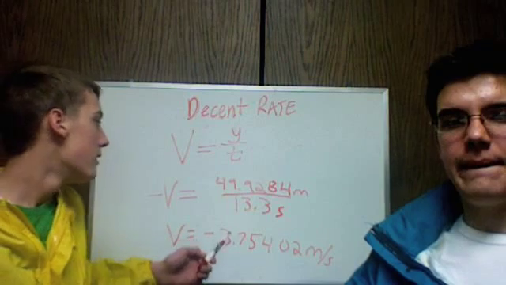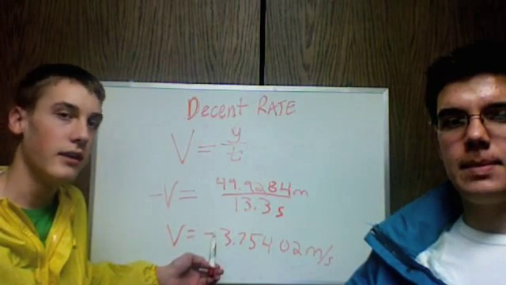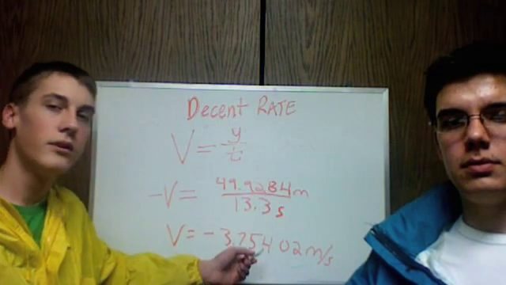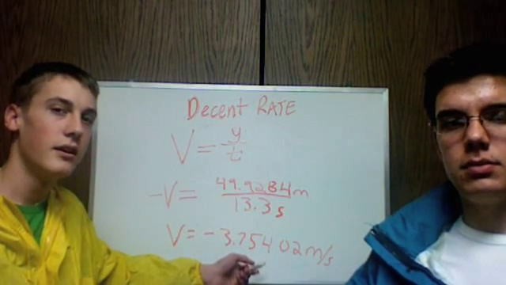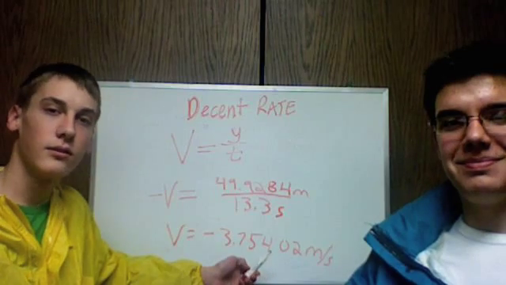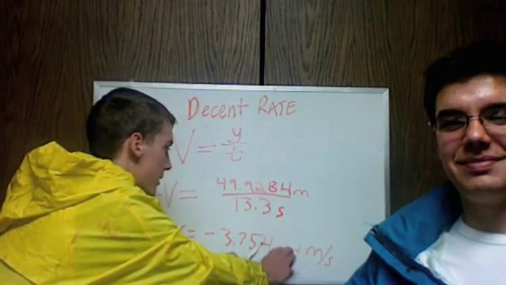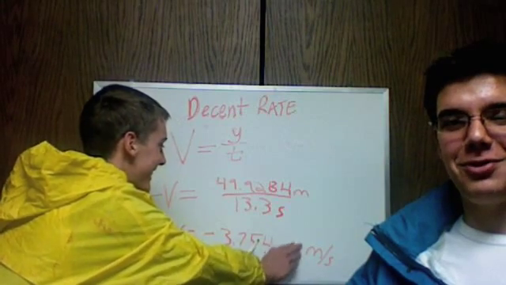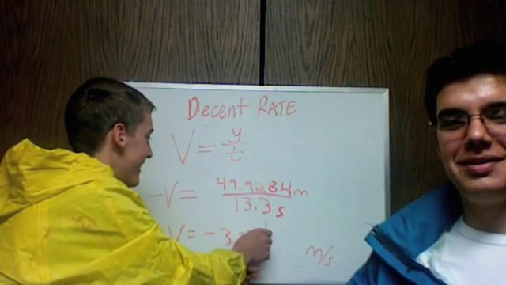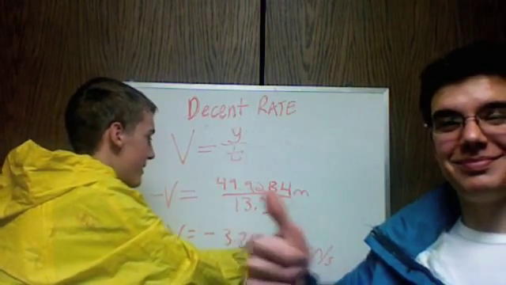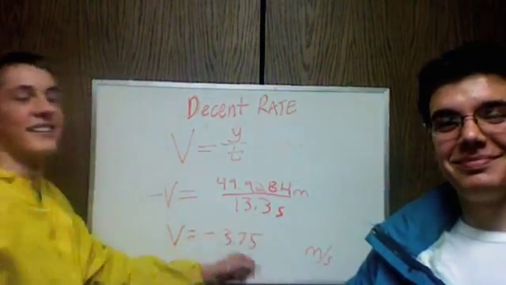So velocity, being a descent, is negative, equals negative 3.75402 meters per second. But being there are 3 sig figs, take out the 0, 2 and the 4. We get negative 3.75 meters per second.